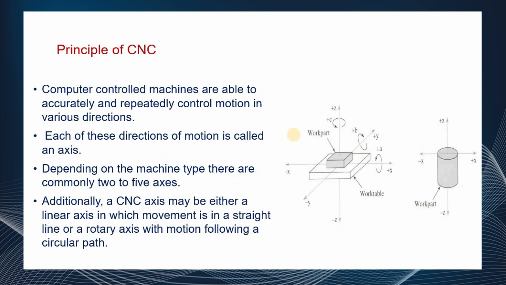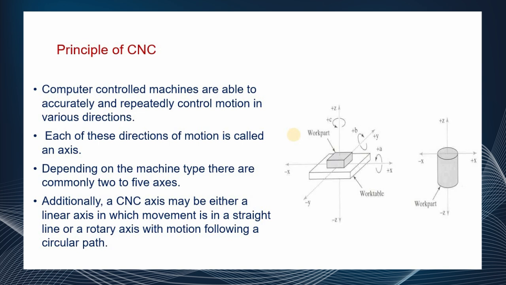The principle of computer numerical control: CNC machines are able to accurately and repeatedly control motion in various directions. Each of these directions of motion is called an axis.